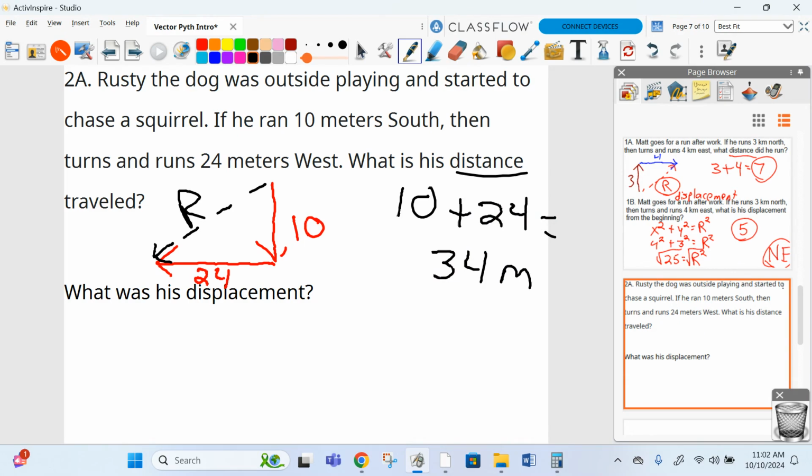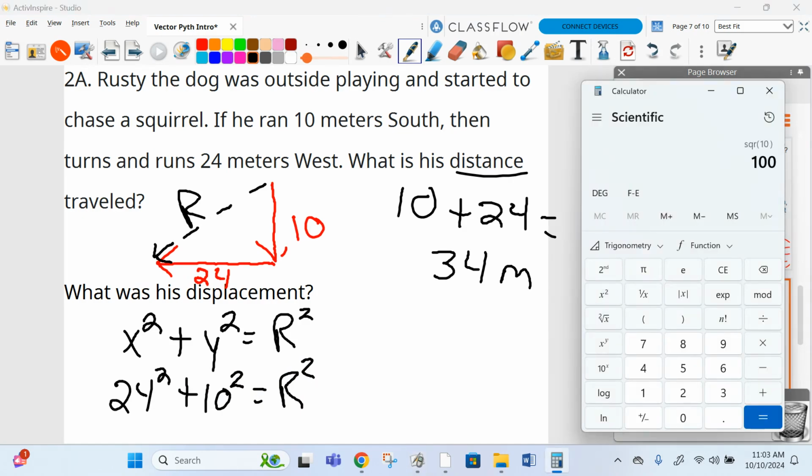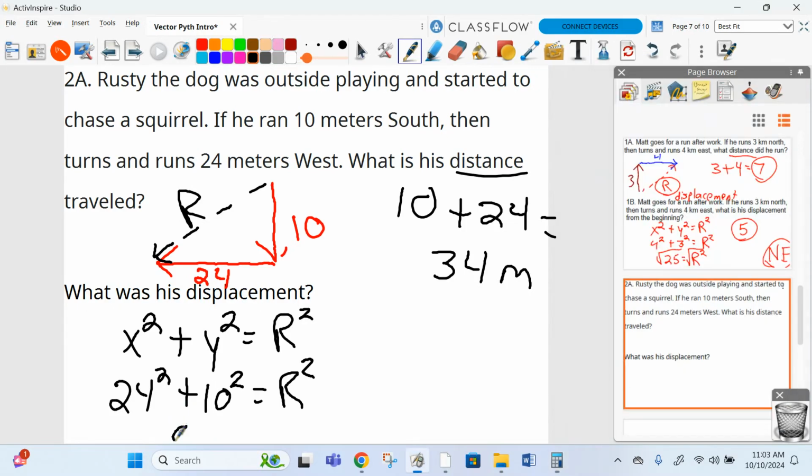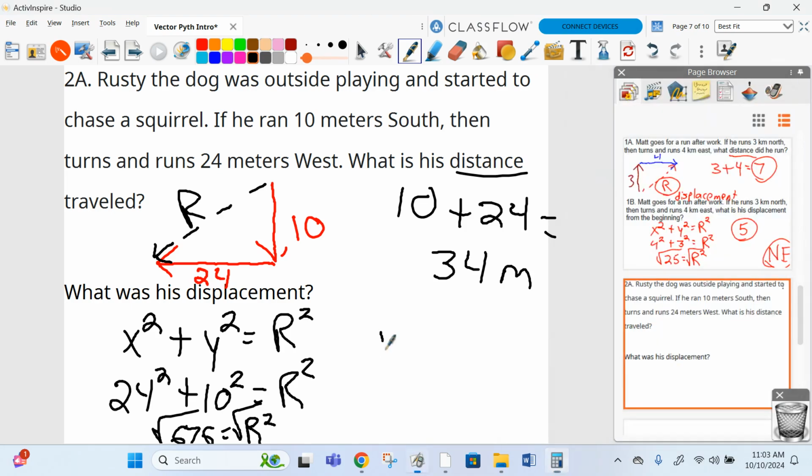Distance just adds, but the displacement, this is where we're using the Pythagorean theorem. Plug in my numbers. 24 squared plus 10 squared equals r squared. I'm going to type that in my calculator. And then 676 equals r squared. Last step then is to take the square root of both sides. And r equals 26.